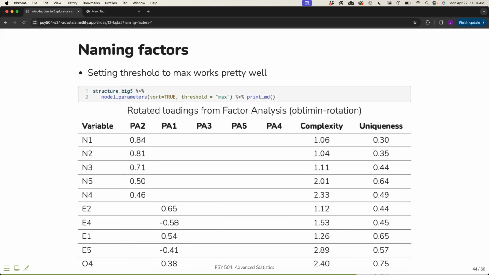So we know that the first 5 items here represent neuroticism. So we would name that factor neuroticism. The second factor seems to have the extroversion items loading highly on them. And we can see that the highest loaded items are extroversion items. So that factor would be extroversion. And then the third factor could be something like openness and so forth and so on. So that's how we would interpret or name these variables.